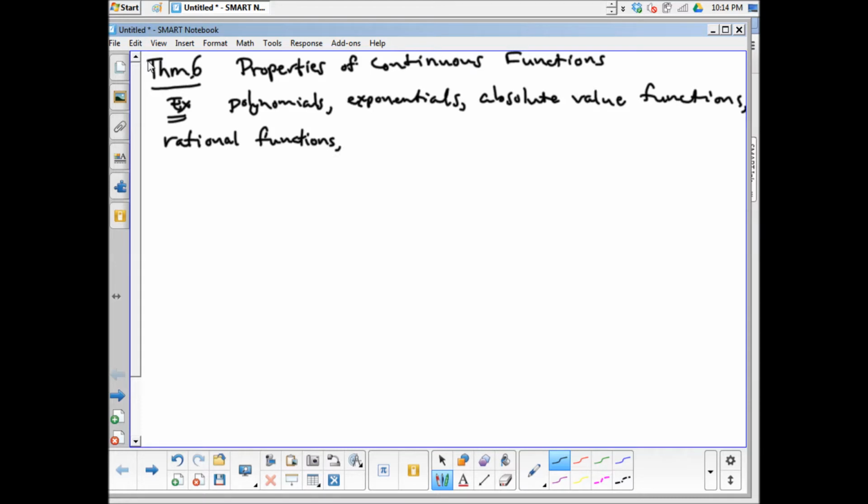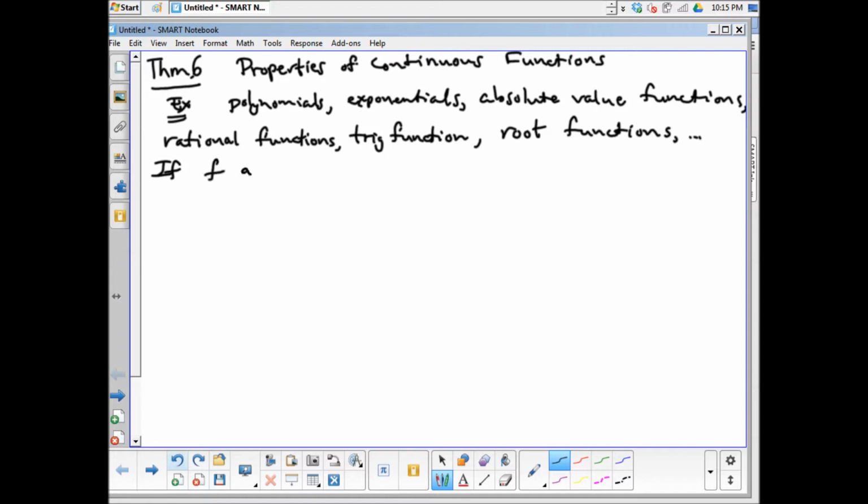We also have trig functions. As you know, tangent, cotangent, cosecant, secant have tons of asymptotes, but again, each branch is continuous in its own right. And the root function. And I'm sure there were others. Logarithmics, for example.